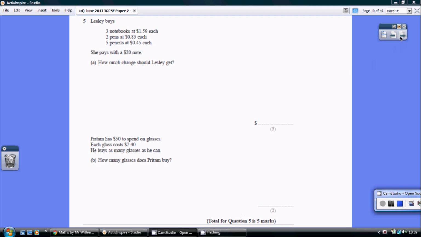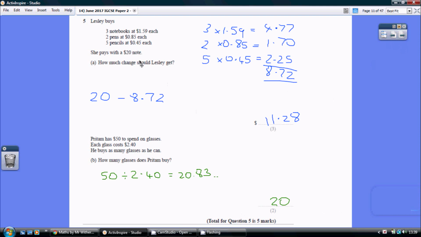Question 5. So, how much change should Leslie get? Well, she buys 3 notebooks at $1.59 each. So on your calculator, work out what 3 lots of 1.59 is. And that's $4.77. Then 2 pencils at 0.85, so 2 times 0.85 is 1.7. Then 5 lots of 0.45, 2.25. Add those 3 up, and she's spending $8.72. Now she pays with a $20 note, so do $20 take away $8.72 and we get $11.28.